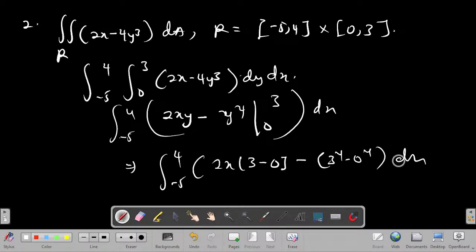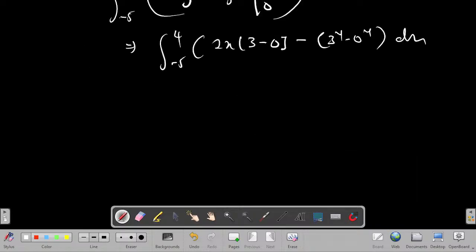Then the x. So at this point, what do I get? At this point, I simply get the integral from negative 5 to 4. This is 3, so making 6x. Okay, 6x. Then this one, 3 to the power 4 is what? That's going to give us 81, right? Yes, so 81. So minus 81, everything dx. Let me see.